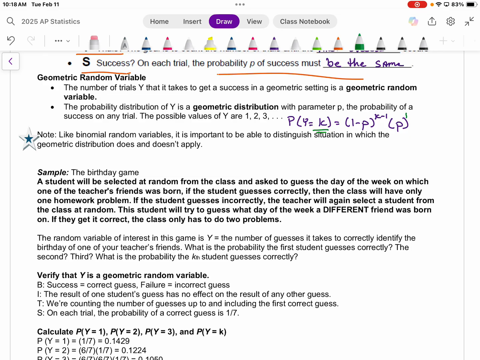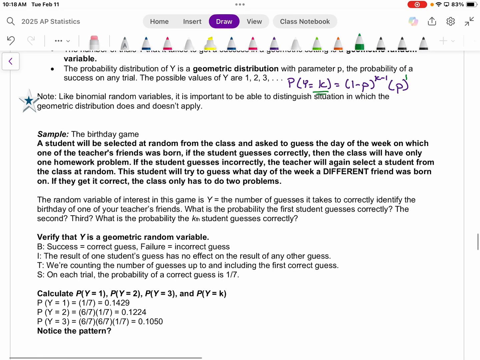So in this case, the random variable of interest in this game, y, is the number of guesses it takes to correctly identify the birthday of one of your teacher's friends. What is the probability that the first student guesses correctly, the second student, the third student, and the kth student?